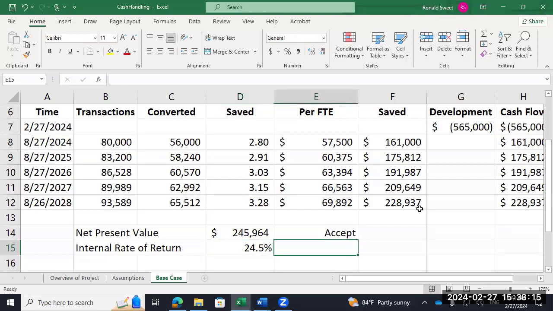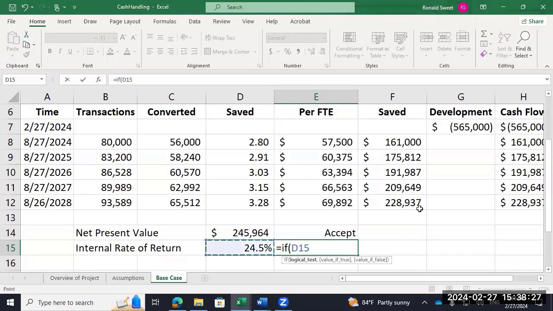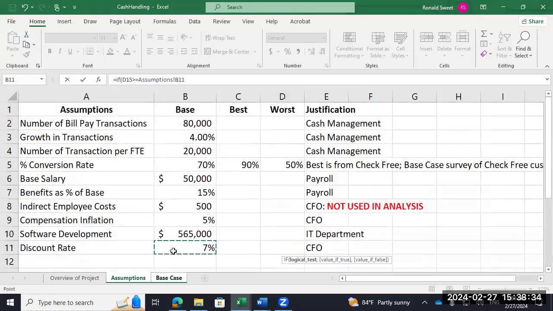And again, we're going to do accept, reject. Now, internal rate of return, the accept is if the internal rate of return is greater than your cost of capital at 7%, you accept it. Otherwise, you reject it. So we're going to do equal if 24.5 is greater than or equal to the 7%, comma, accept, comma, reject.